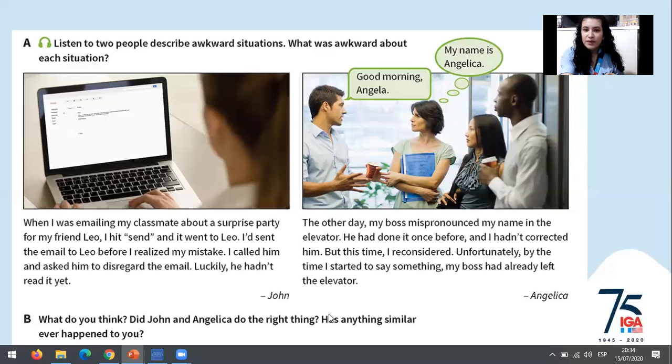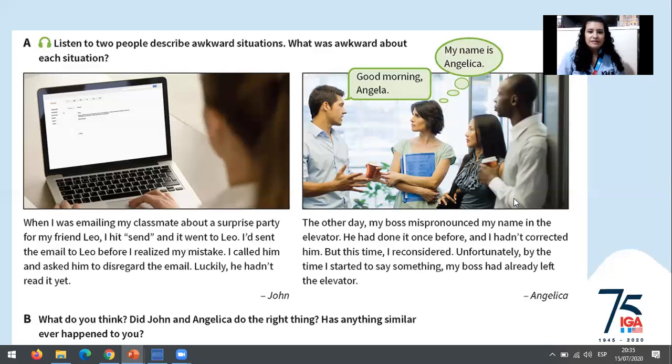Then in the second part, we have the boss of this person, and he says, good morning, Angela. But her name is not Angela, it's Angelica, right? And the word that we have, actually we have two, we have mispronounce, right? So mispronounce, he didn't pronounce it correctly. Instead of Angelica, he said Angela. So that is mispronounce. And there you have two examples of the vocabulary that we are practicing, right? Okay. And awkward situations, because it's awkward.